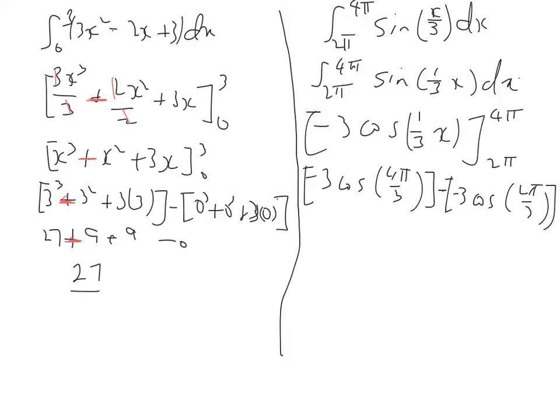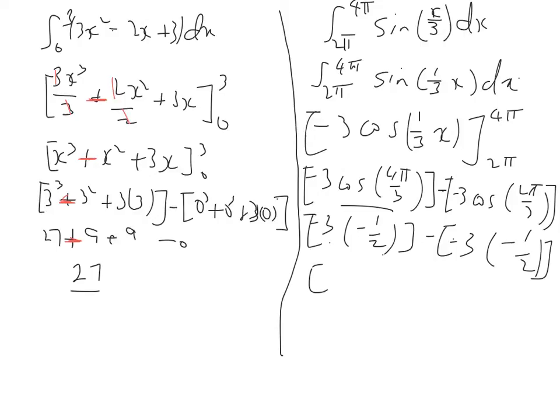If we've got cos of 4 pi on 3, that gives us negative 1 on 2. So we've got negative 3 times negative 1 over 2, minus negative 3 times cos 2 pi over 3, which is also negative 1 over 2. Then we multiply, so 3 times negative 1 over 2, we get 3 over 2 minus 3 over 2. And we're left with 0. So that's what we've got there.